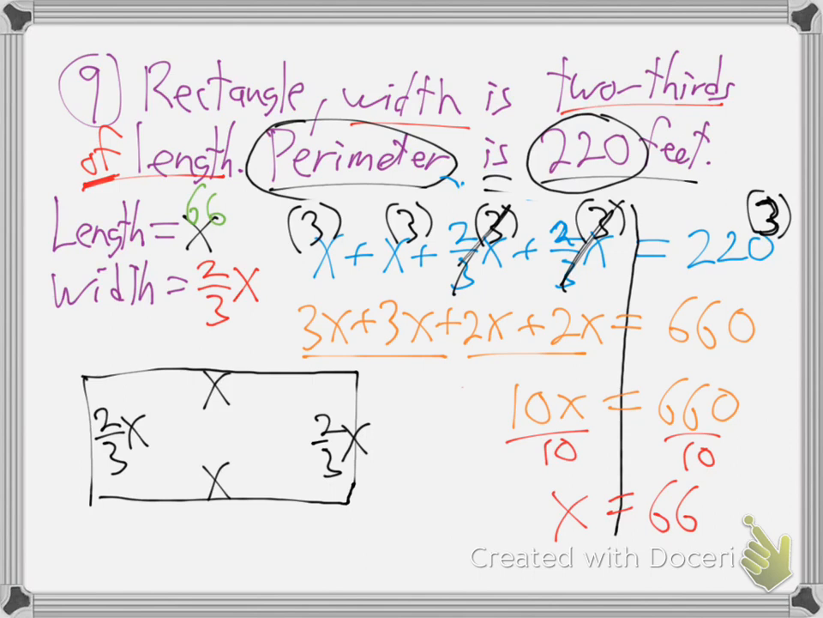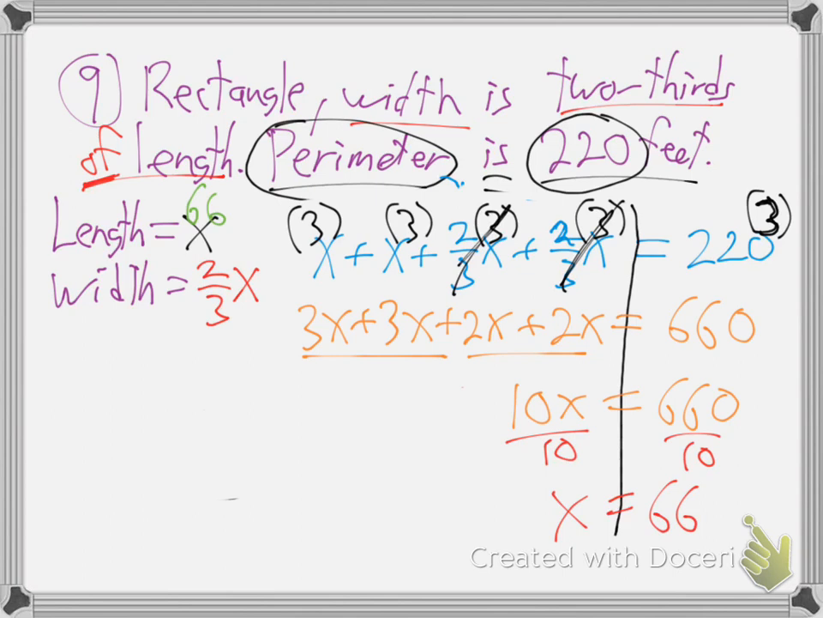No big deal there. But for the width, let me kind of get this out of the way. You can just do it in a calculator. The width here is going to be 2/3 x, and now I know x is 66. So just take 2 divided by 3 times 66 on your calculator. You'll get 44. Yeah, you can just do that in your calculator.